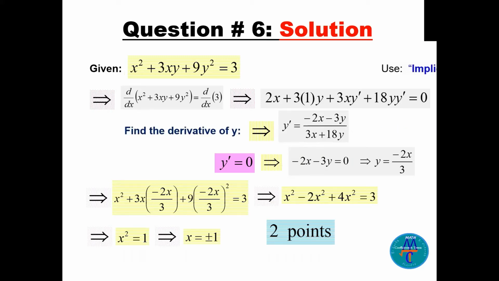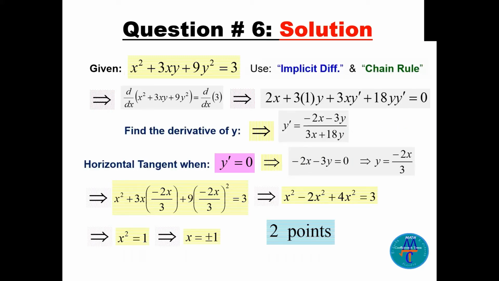Take the given, find the derivative on both sides using implicit differentiation and chain rule. So it will be 2x plus 3 times 1 times y. There's a product here, see, u prime v plus v prime u, plus 3x y prime plus the derivative here is 18y y prime, and the derivative of 3 will be 0. So from here we can find y prime. Just take y prime common factor, move 2x on the other side, move 3y on the other side. So y prime becomes minus 2x minus 3y divided by 3x plus 18y.